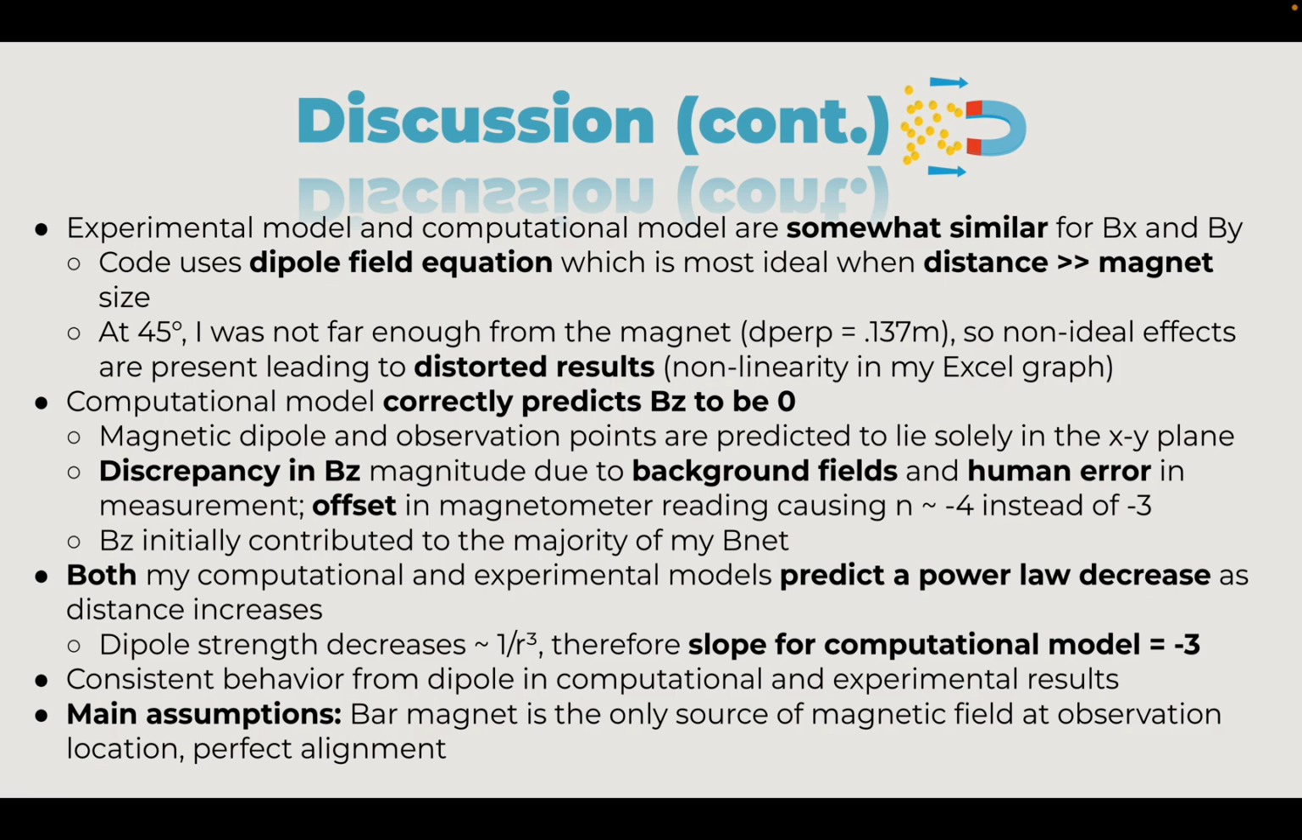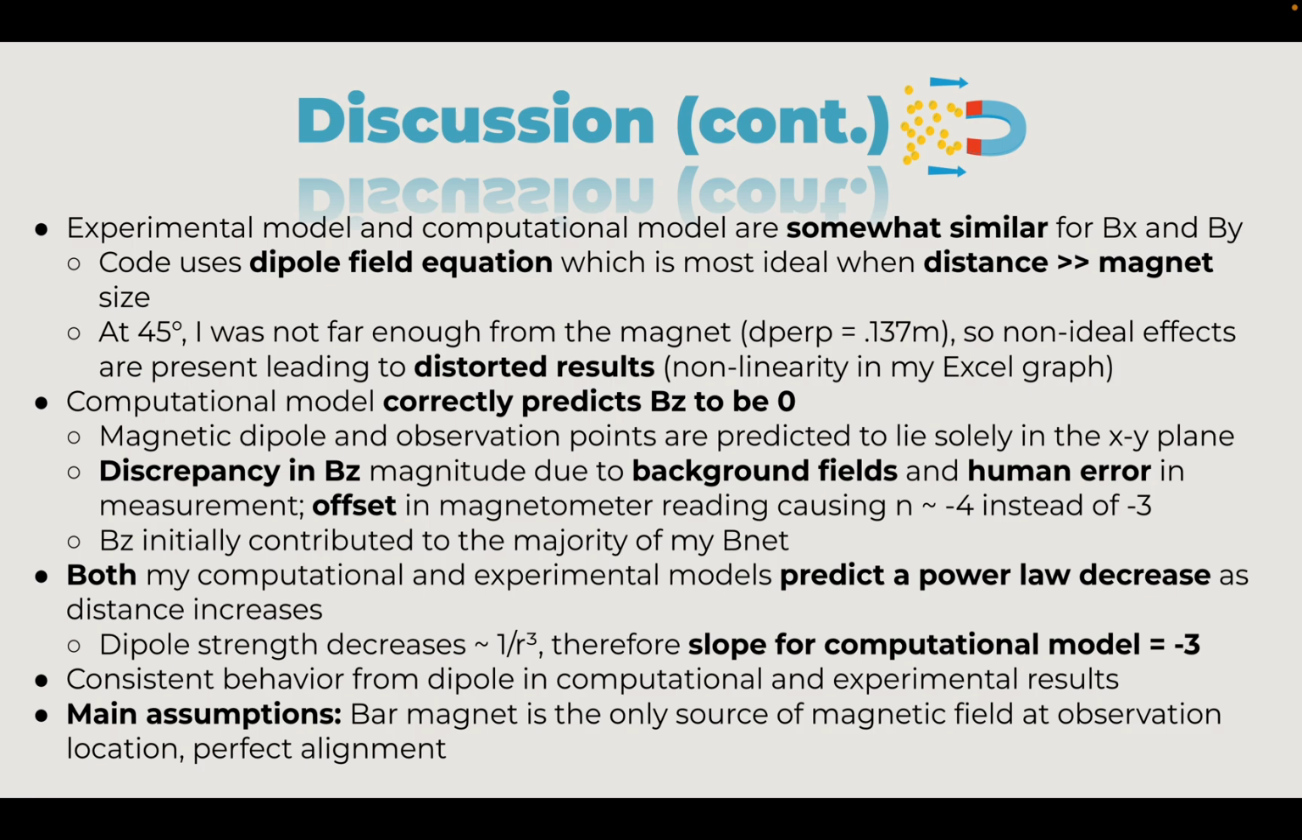But on the bright side, both my computational and experimental models predict a power law decrease as distance increases, which is the main takeaway of this lab. Dipole strength decreases as distance increases, and vice versa, by a factor of 1 divided by distance cubed. And therefore, the slope for the computational model was perfectly equal to -3, as opposed to my experimental model, which was equal to -4. But I still observe consistent behavior from the dipole in both results.